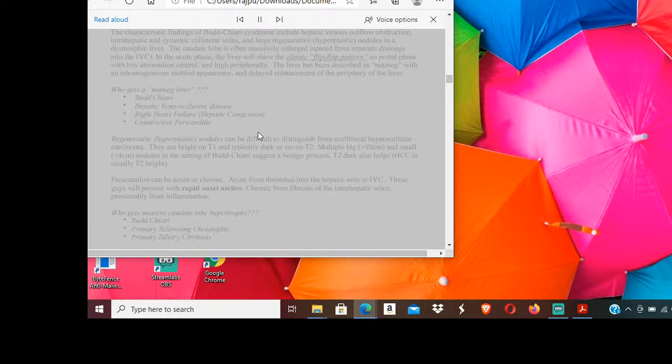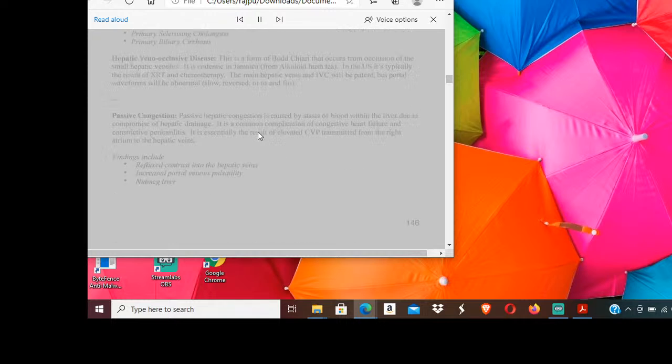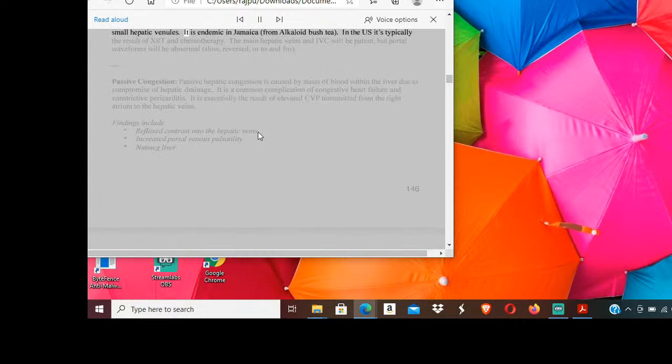Hepatic veno-occlusive disease. This is a form of Budd-Chiari that occurs from occlusion of the small hepatic venules. It is endemic in Jamaica, from alkaloid bush tea. In the US it's typically the result of XRT and chemotherapy. The main hepatic veins and IVC will be patent, but portal waveforms will be abnormal, slow, reversed, or to and fro.